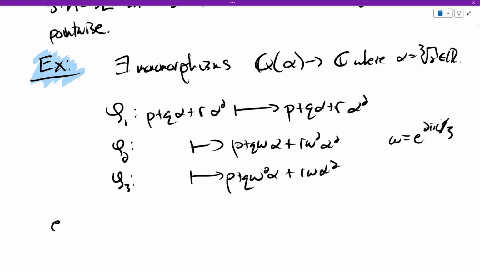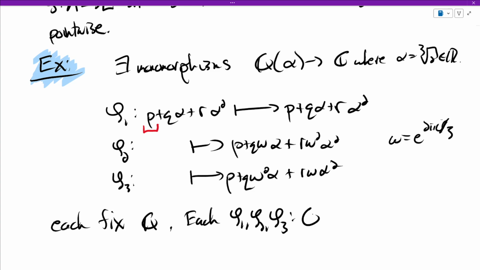And notice each of these fixes Q, because how is Q a subfield of Q adjoin alpha? It's given by this P term, right? P, if all of the other guys are 0, if they didn't exist, this is the map P goes to P. Phi 2 is the map P goes to P. Phi 3 is the map P goes to P. So each of phi 1 through phi 3 as maps from Q adjoin alpha to C are Q-monomorphisms.